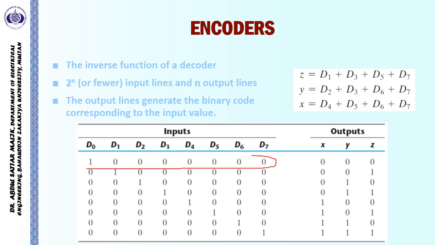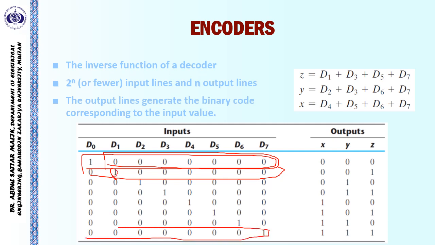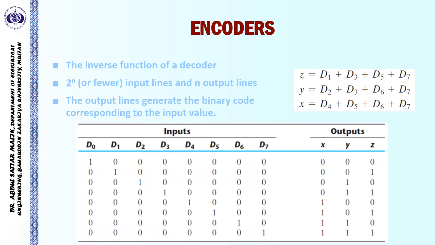So in this particular combination, D0 is 1 and all the remaining D1 to D7 are equal to 0. Similarly, in this combination, D0 is 0 and D1 is 1 and all the remaining are 0, and so on for the last combination that we have taken, in which D0 to D6 are all equal to 0 and only D7 is equal to 1. So in case of an encoder, when D0 is 1 and all the remaining are 0, the encoded information should be 0 0 0. Similarly, when D7 is equal to 1 and all the remaining input variables are equal to 0, the encoded information should be 1 1 1.